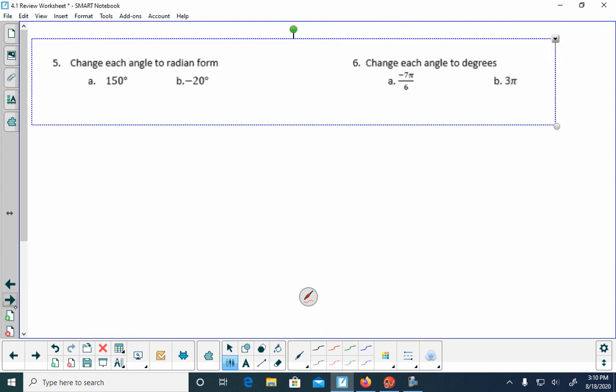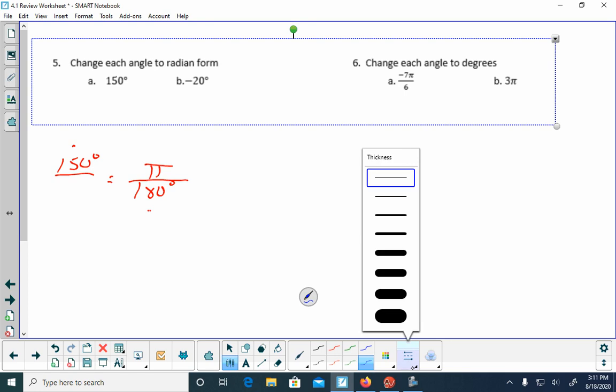Change each angle to radian form. So they are in degrees and I want to change them to radians. So I'm going to take 150 degrees. Remember, it's 180 degrees to pi, but if this is in the numerator, then I want the 180 to go in the denominator, and then I'm going to put pi here. It's always going to be pi and 180. It's just a matter of which one is in the numerator, which one's in the denominator.